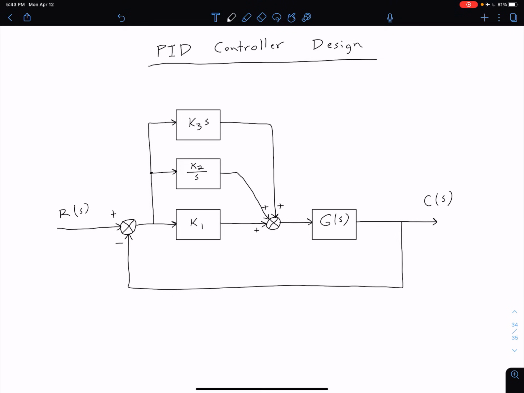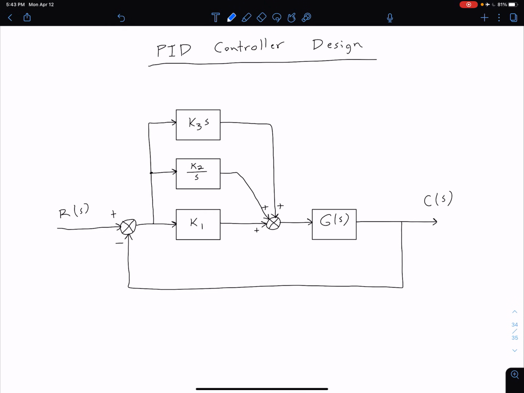We're now ready to talk about our PID controller design as well as some design steps. So what we can notice from this basic block diagram is our error signal right here is being fed through 3 blocks. So we're going through this bottom block K1, this middle block K2 over S, and this top block K3 times S. And all of those signals are being added at a summing junction on the other side.